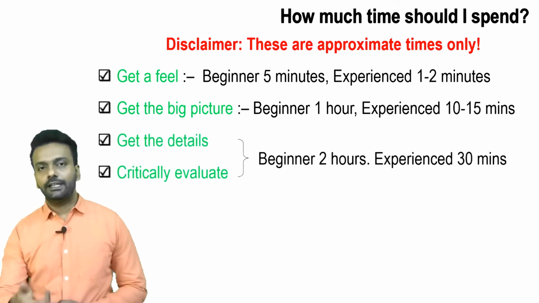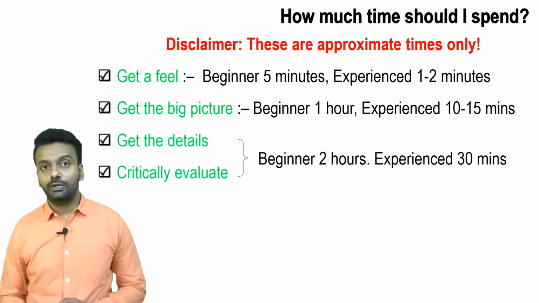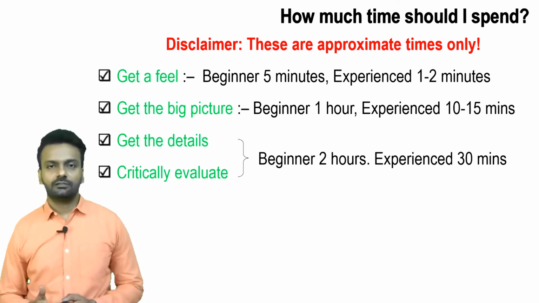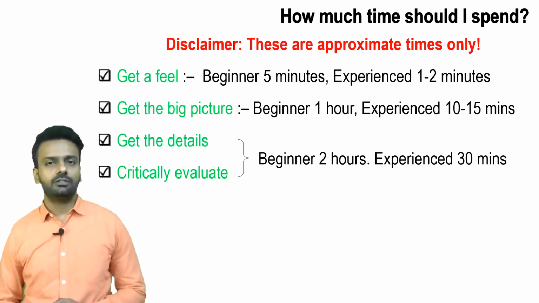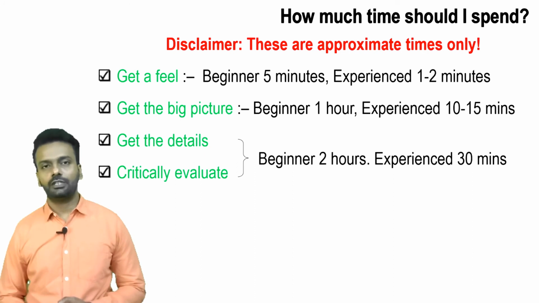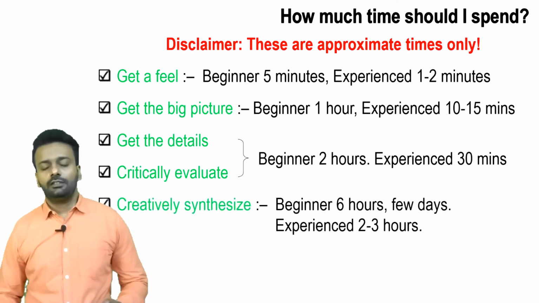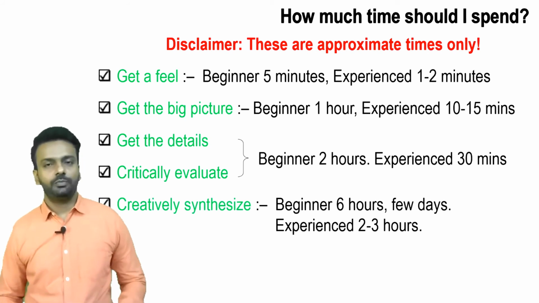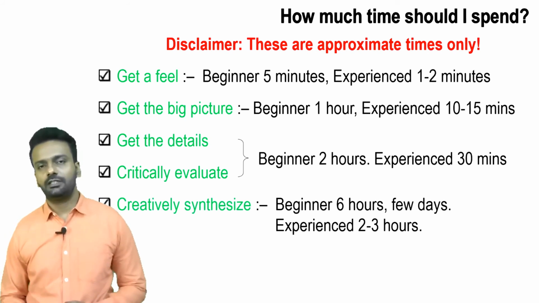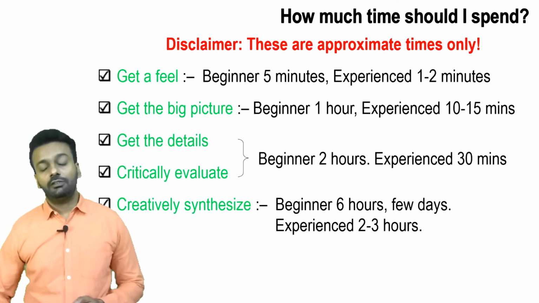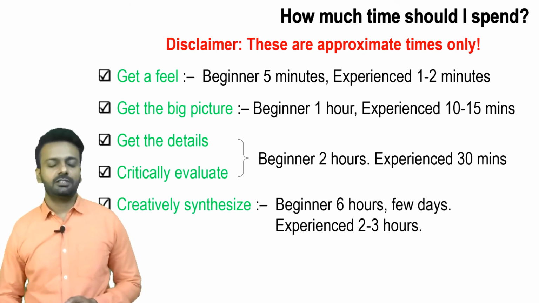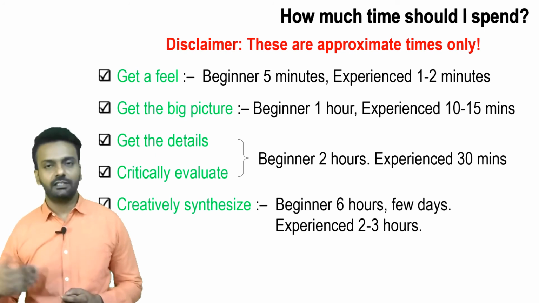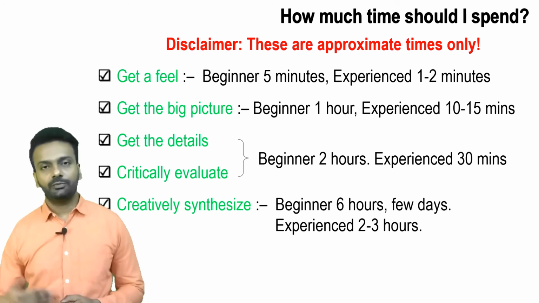Suppose you want to get the details of the paper, you want to critically evaluate the paper. A beginner might take around a couple of hours, an expert might take around 30 minutes. Then if you want to read the entire paper, some new researchers might take 6 hours. Sometimes they even take more than 6 hours. Sometimes they just read for some time, maybe a few minutes, then read it the next day. So they keep on reading the paper for a few days.